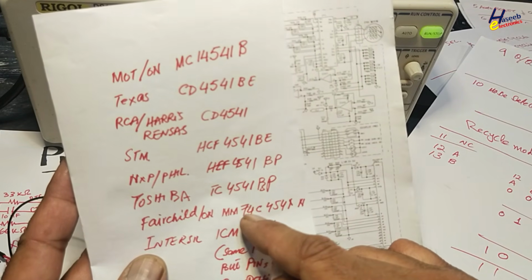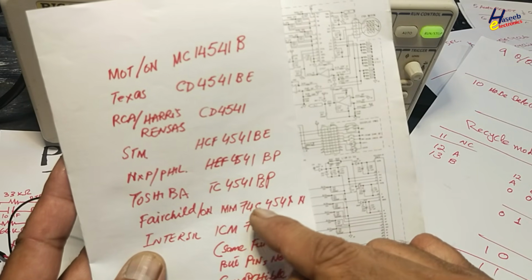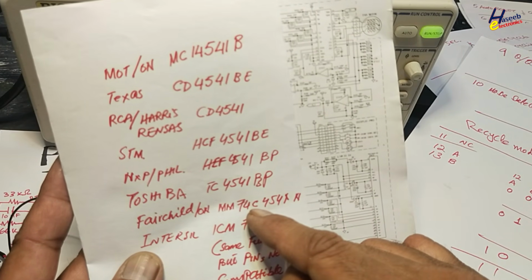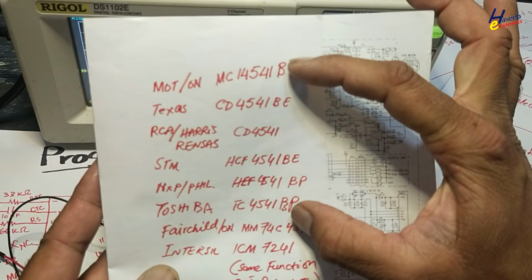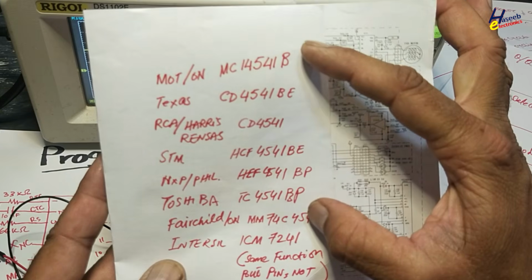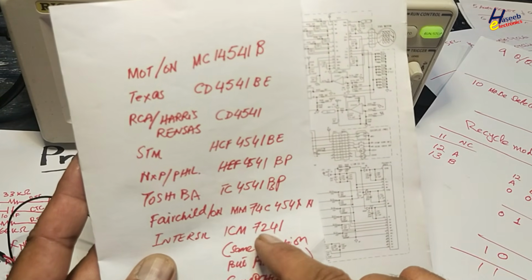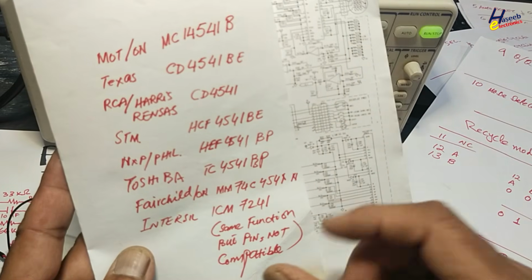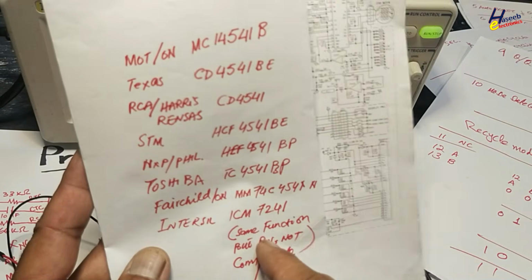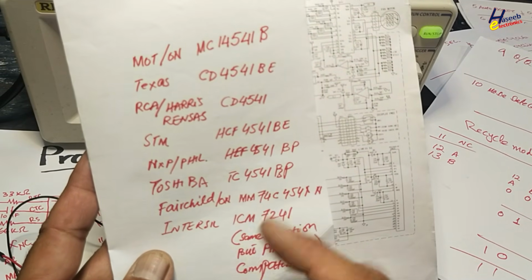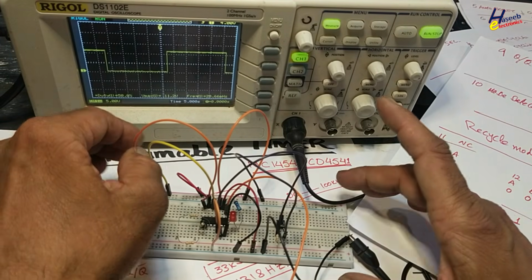It is TTL family, but in TTL family there is CMOS IC, that is 74C, that is indicating CMOS 4541. These are exactly equivalent to each other, but Intersil ICM7241, same function, but pins are not compatible to this one. If you want to use this IC for this function, that time we will cross match the pins. So this is the function of this timer.